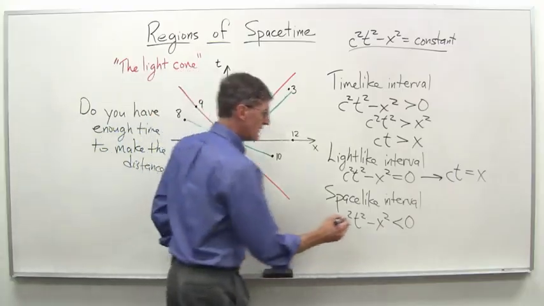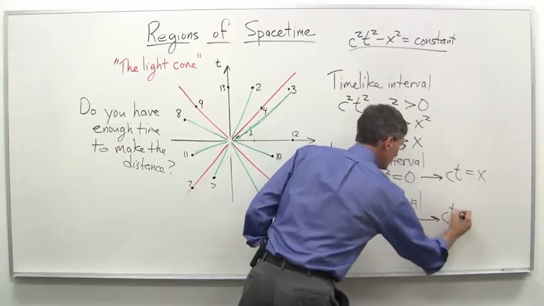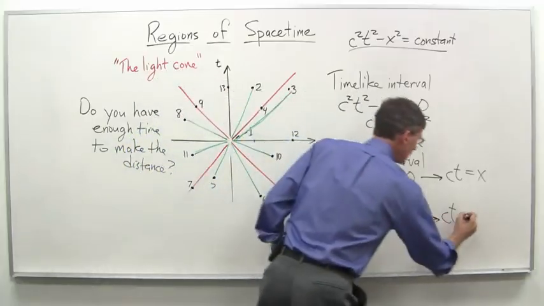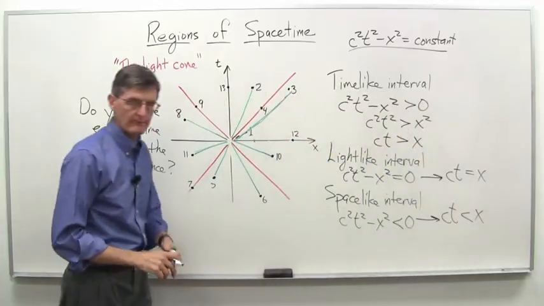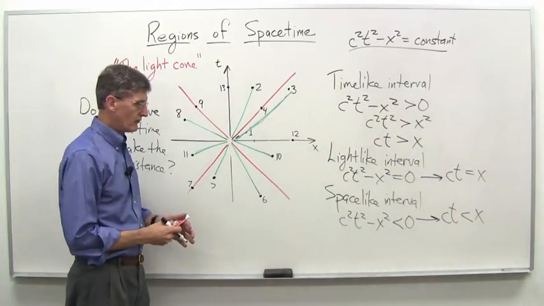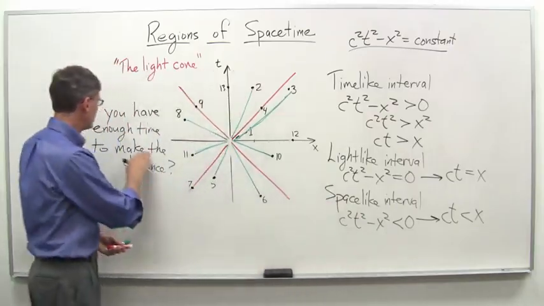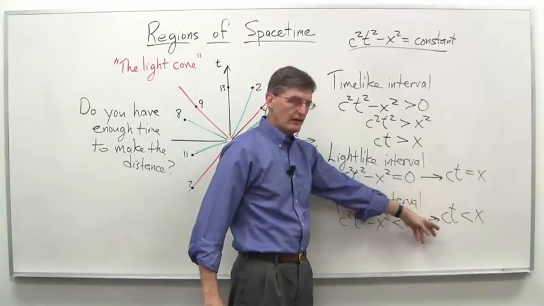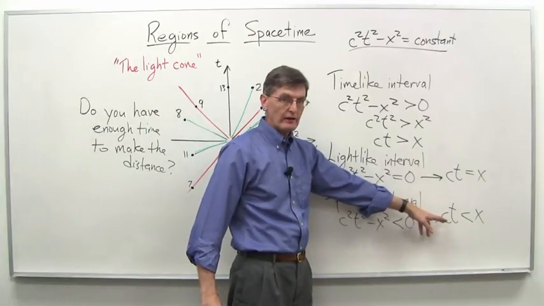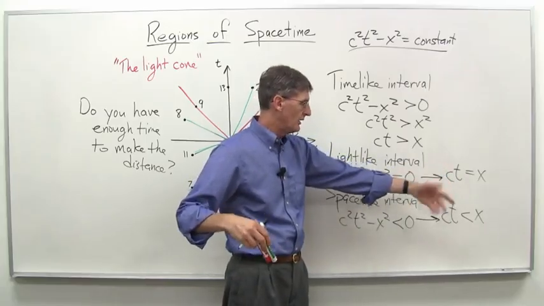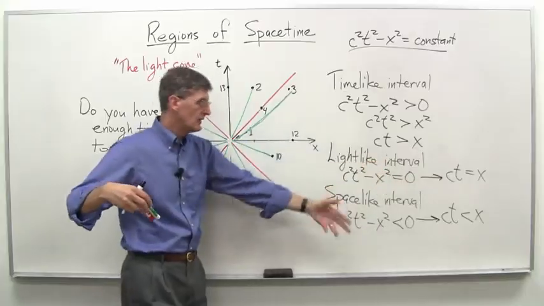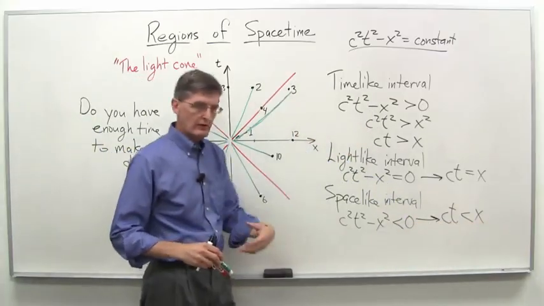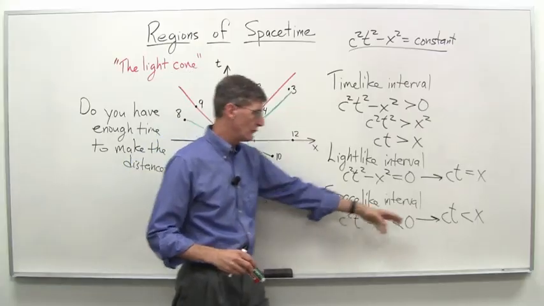The same analysis then tells us that ct, the maximum distance we can cover in terms of what light can cover, is going to be less than the distance x, the location of where we need to get to. So in other words, back to the question, do we have enough time to make the distance? No, because the maximum speed we can go is the speed of light, and that means a light beam can get a distance ct away from where we are. But if that's less than the distance that needs to be traveled, then you can't get there. That's called a space-like interval, because the space coordinate dominates over the time coordinate.